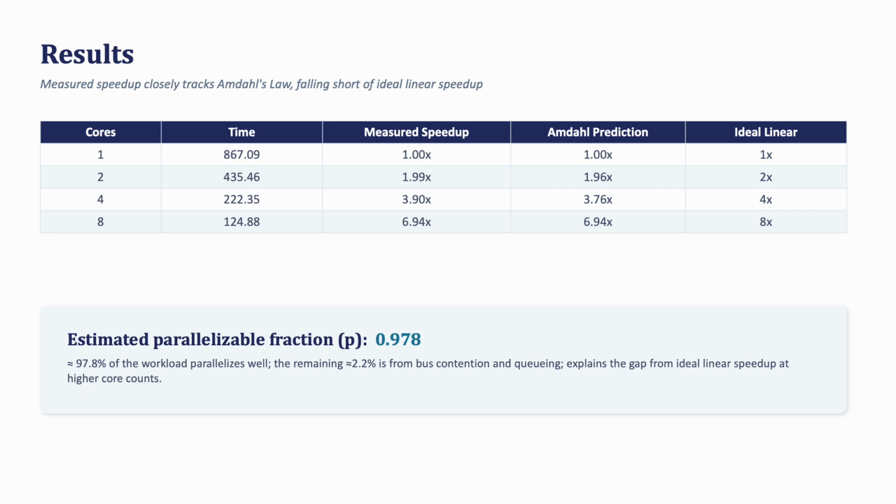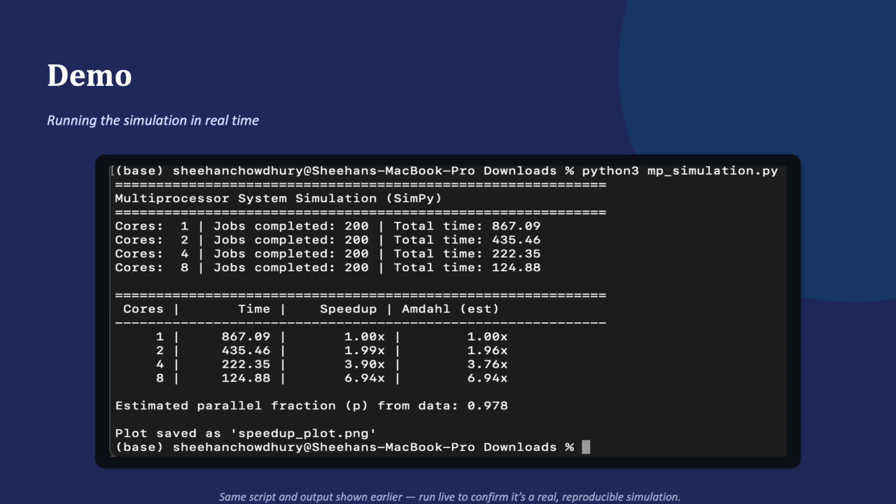97.8% of the workload is parallelized, but the remaining 2.2% is not. And this is the bottleneck that I've been trying to talk to you about. This is where the contention happens, and it explains the gap that we get between the ideal linear speedup versus the simulated line and Amdahl's law line.